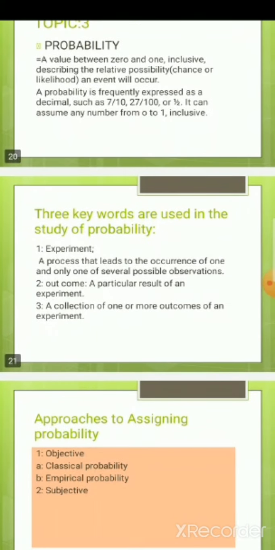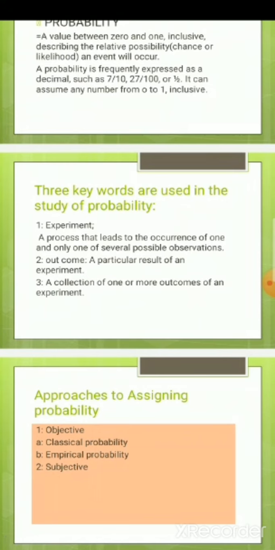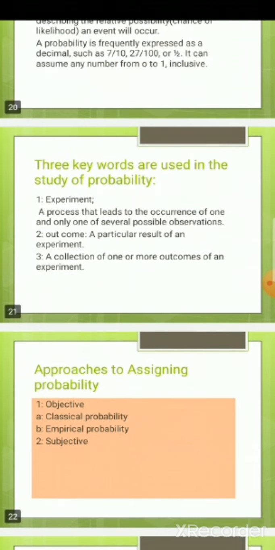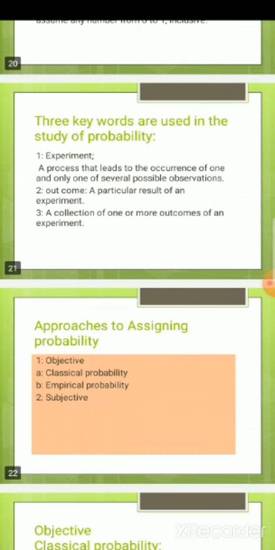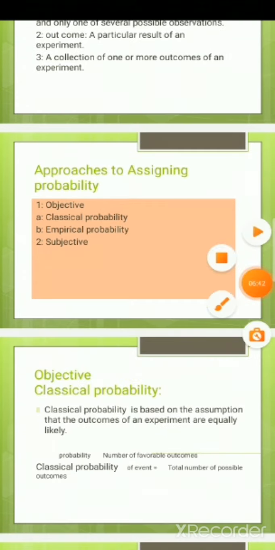3 keywords are used in the study of probability. Number 1, experiment: a process that leads to the occurrence of one and only one of several possible observations. Number 2, outcome: a particular result of an experiment. Number 3, event: a collection of one or more outcomes of an experiment.